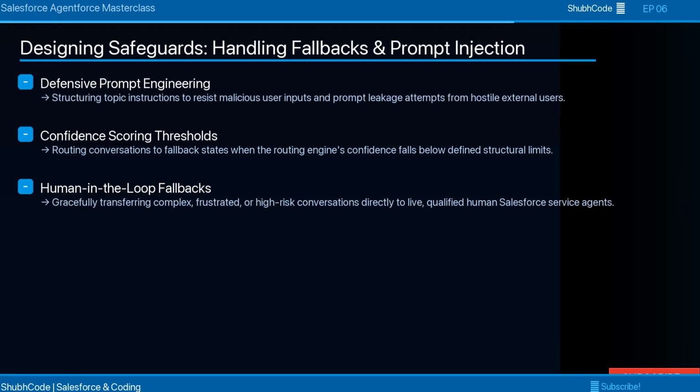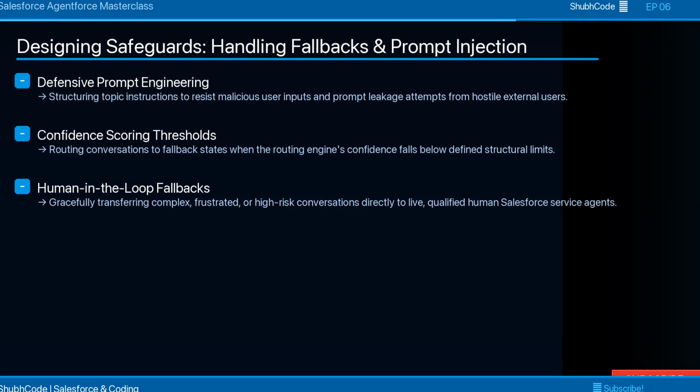As a Salesforce architect, you must design your agents with a zero-trust security mindset. Users will occasionally attempt prompt injection attacks, trying to trick your agent into bypassing its system instructions or revealing sensitive back-end data. To prevent this, you need to configure robust fallback topics and hard guardrails. Fallback topics act as catch-all safety nets, intercepting unhandled queries or low-confidence inputs and routing them to a human agent. By combining these defensive topics with the Einstein Trust Layer, you ensure your autonomous agent remains secure, compliant, and completely bulletproof.